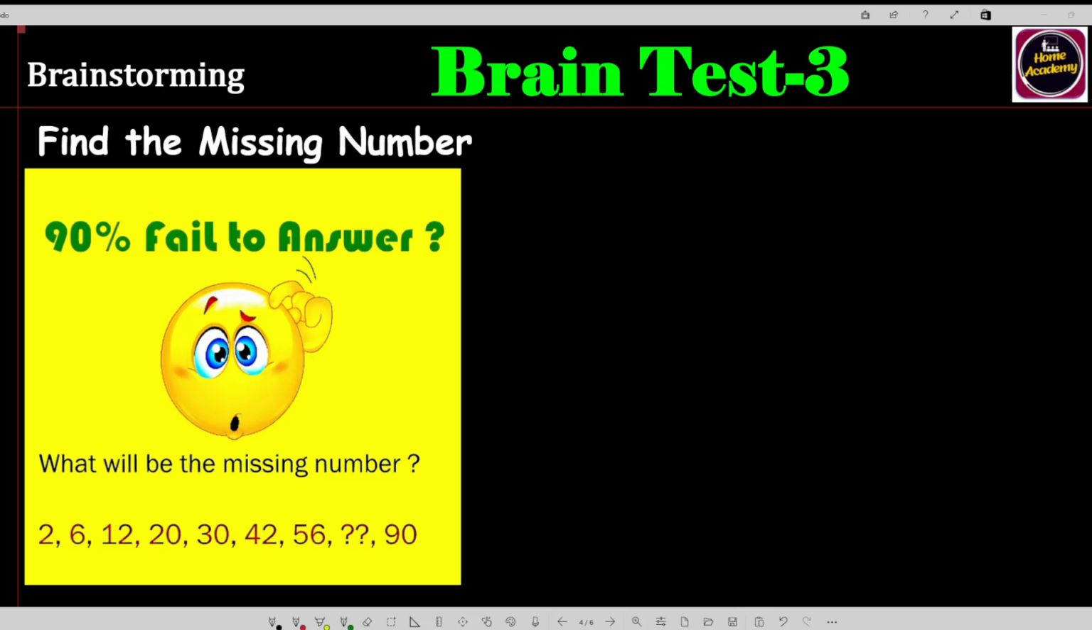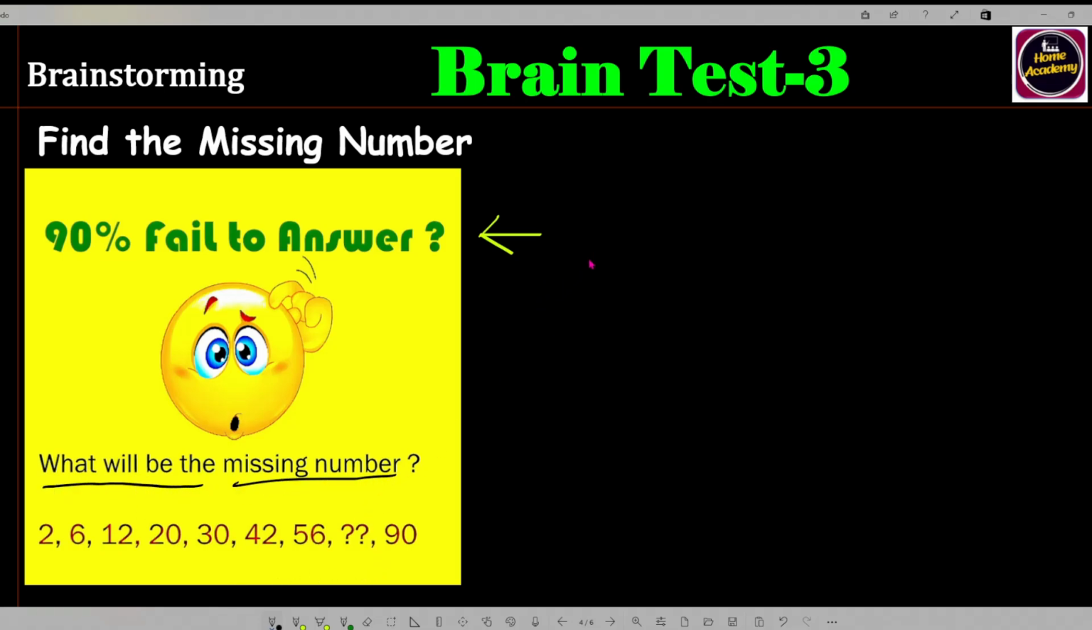It's a very interesting and important math problem for academic tests, job tests and lots of competitive examinations like the Math Olympiad. Let's start. Here it is mentioned that 90% of people do not give the right answer. Is it true? I think most people can get the answer. Here it asks what the missing number will be.